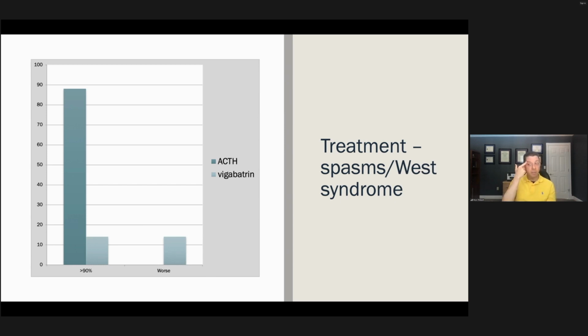And part of it, we talked about the abnormal GABA transmission causing that extra activity on the EEG. Vigabatrin works with that chemical, so that may be why it doesn't work as well for these kids. But the steroids tend to work really well, which is good to know.